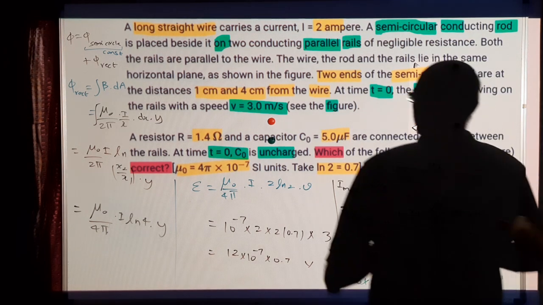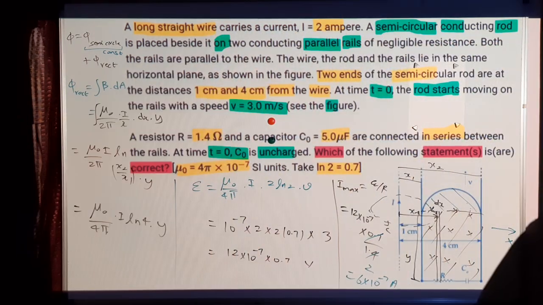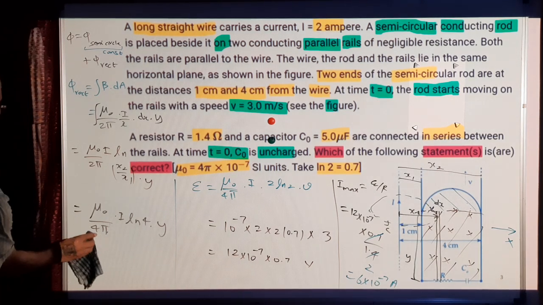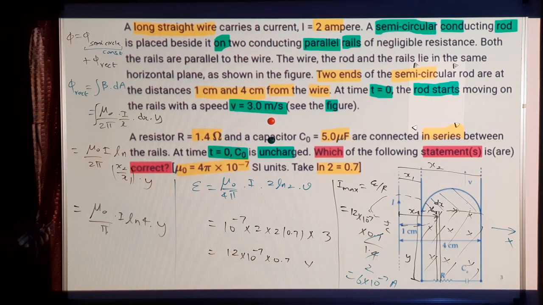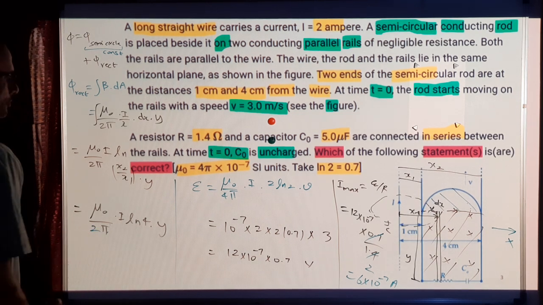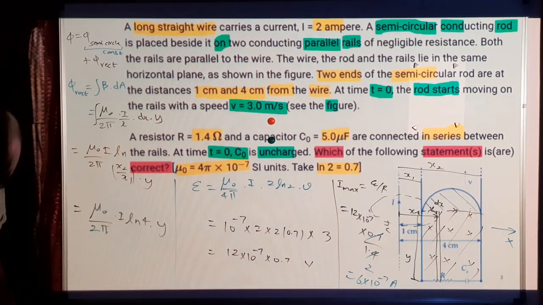It's a mistake. Here there is a mistake. It's mu naught by 2 pi. Where it suddenly become 4. So mu naught by 2 pi. So the 2 pi should come here.